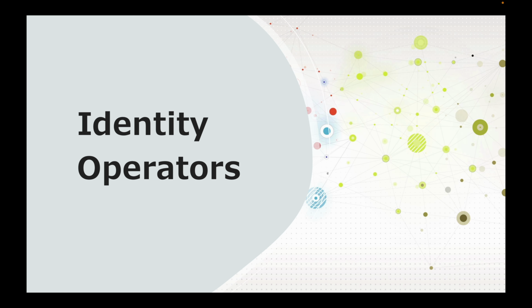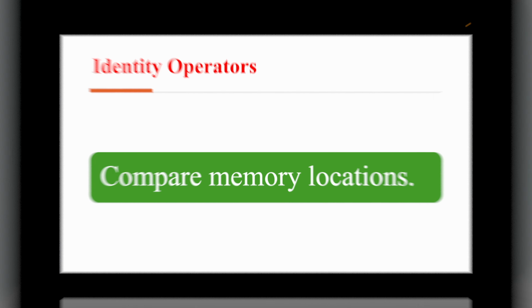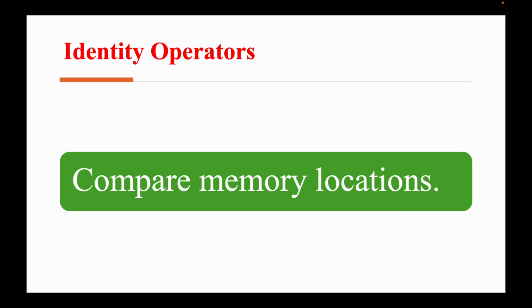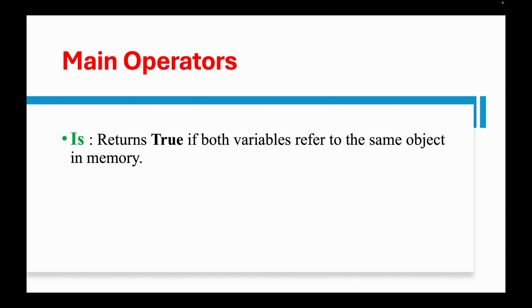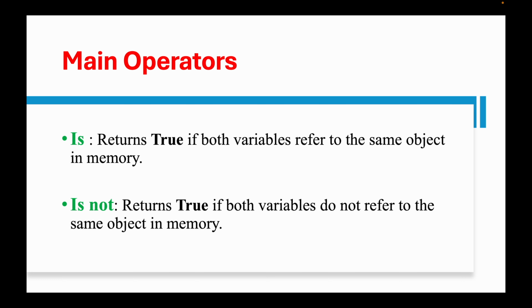Now let's move to the identity operators. Identity operators in Python are used to compare the memory locations of two objects. They help you determine whether two variables reference the same object in memory or not. There are two identity operators in Python, the is operator and the is not operator. The is operator returns true if both variables refer to the same object in memory, whereas the is not operator returns true if both variables do not refer to the same object in memory.